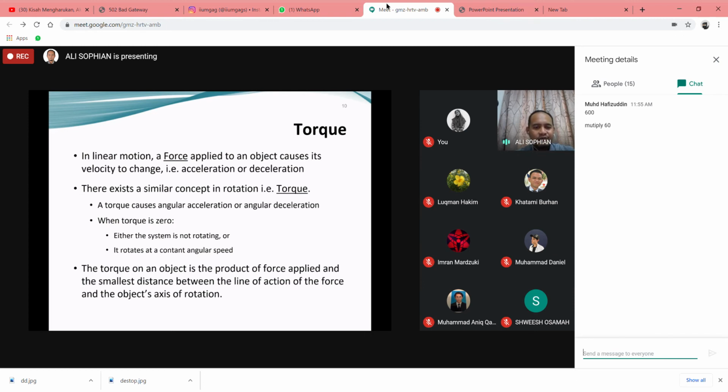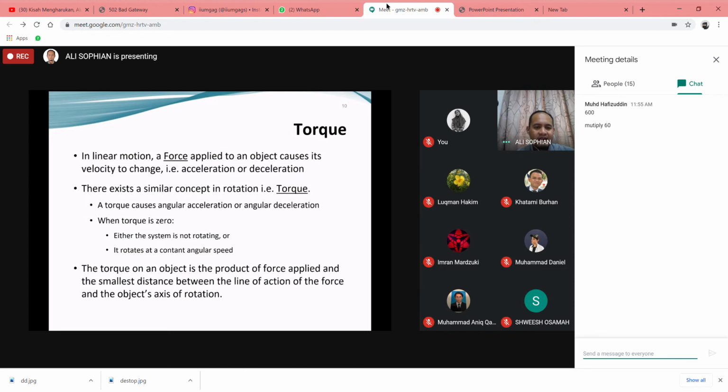Okay, so force does not always accelerate, it can also decelerate. When we talk about friction, the frictional force is in the opposite direction to the motion, and that's why it decelerates the motion of the object. That's in linear motion. When it comes to rotational motion, we have a similar concept, which is torque. Torque will also change the velocity, in this case particularly the angular velocity of an object. It may cause angular acceleration or angular deceleration.